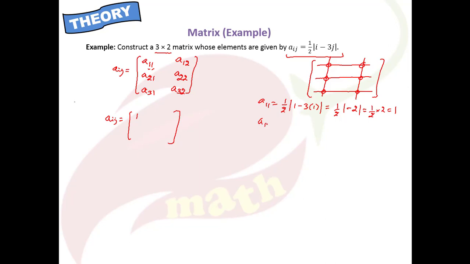Similarly, we'll find A12, that is half modulus of 1 minus 3 into 2, 1 minus 6, minus 5, modulus 5, 5 by 2. I hope this calculation you can do very easily. Next, A21, half modulus of 2 minus 3 into 1, 2 minus 3, minus 1, modulus 1, 1 by 2. Next is A22, half modulus of 2 minus 3 into 2, which is 2 minus 6, minus 4, modulus 4, 4 by 2, 2.